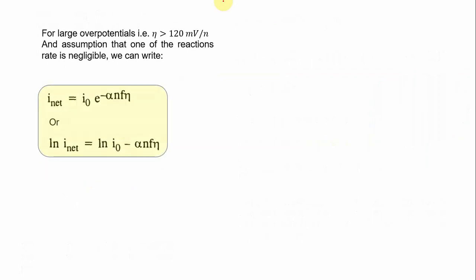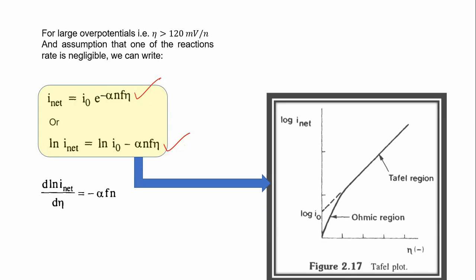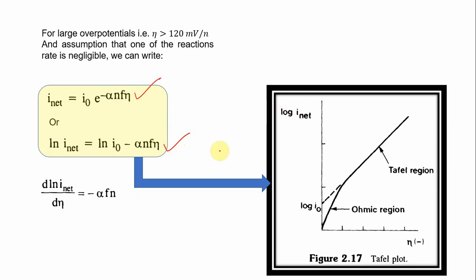Next we have the high overpotential situation, in which the overpotential value is higher than 120 millivolt per number of electrons, with the assumption that one of the reaction rates is negligible. So we can write that this is the net current, which can be written in the logarithmic form like this, and this can be plotted to give us a very important plot, which is the Tafel plot. We can also take the derivative of this, since it is constant, it will go to 0, and then we get this equation over here.